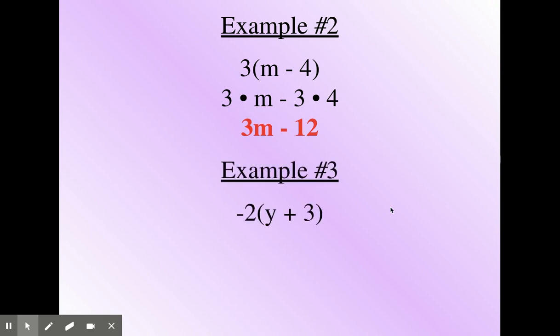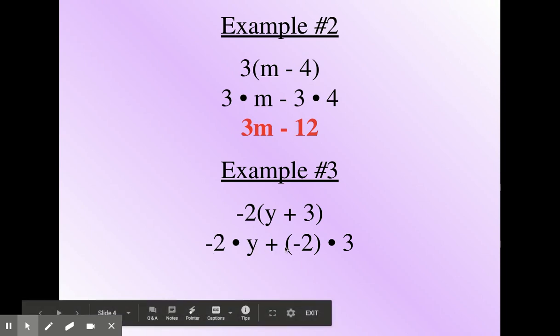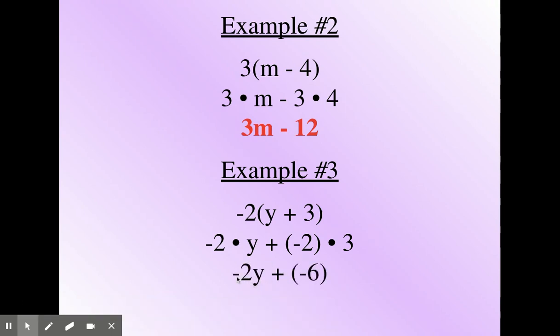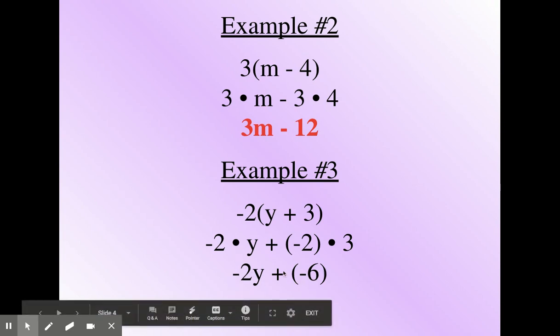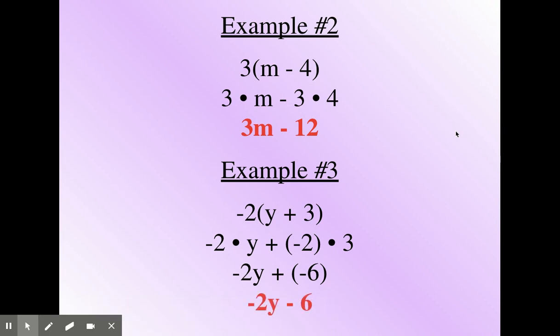And third example, we have negative 2 on the outside, (y + 3). We distribute the negative 2 to the y and to the 3. Note we still have the plus. But then when we solve it, we have negative 2y, which makes sense, and then plus negative 6. But if we really think about it, we could just write it as negative 2y minus 6 because adding a negative is the same as subtracting a positive.